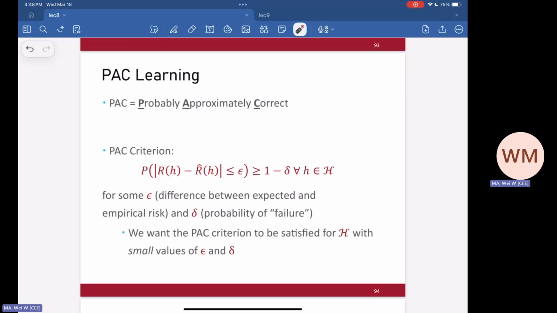Okay, so usually when we talk about learning theory, the first thing we talk about is called PAC learning theory. PAC refers to probably approximately correct. PAC theory wants to give you a guarantee like this: the probability that the empirical risk of the model that you get is close to the true risk, within epsilon, is greater than 1 minus delta. Basically it says there's a high probability that the empirical risk is close to the true risk.